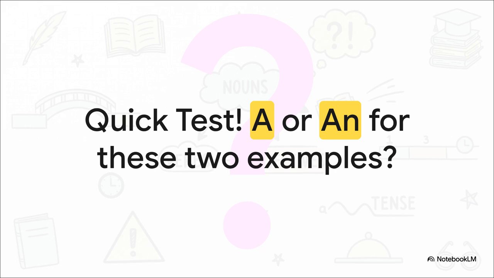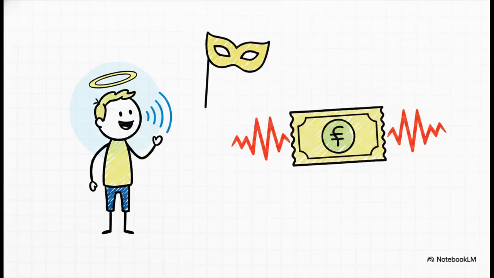Read them out loud in your head. Do not look at the H in honest, and do not look at the O in one. Just listen to them. How'd you do? Did you catch the trick? Even though H is a consonant, honest starts with an O sound, which is a vowel sound, right? So it becomes an honest man.